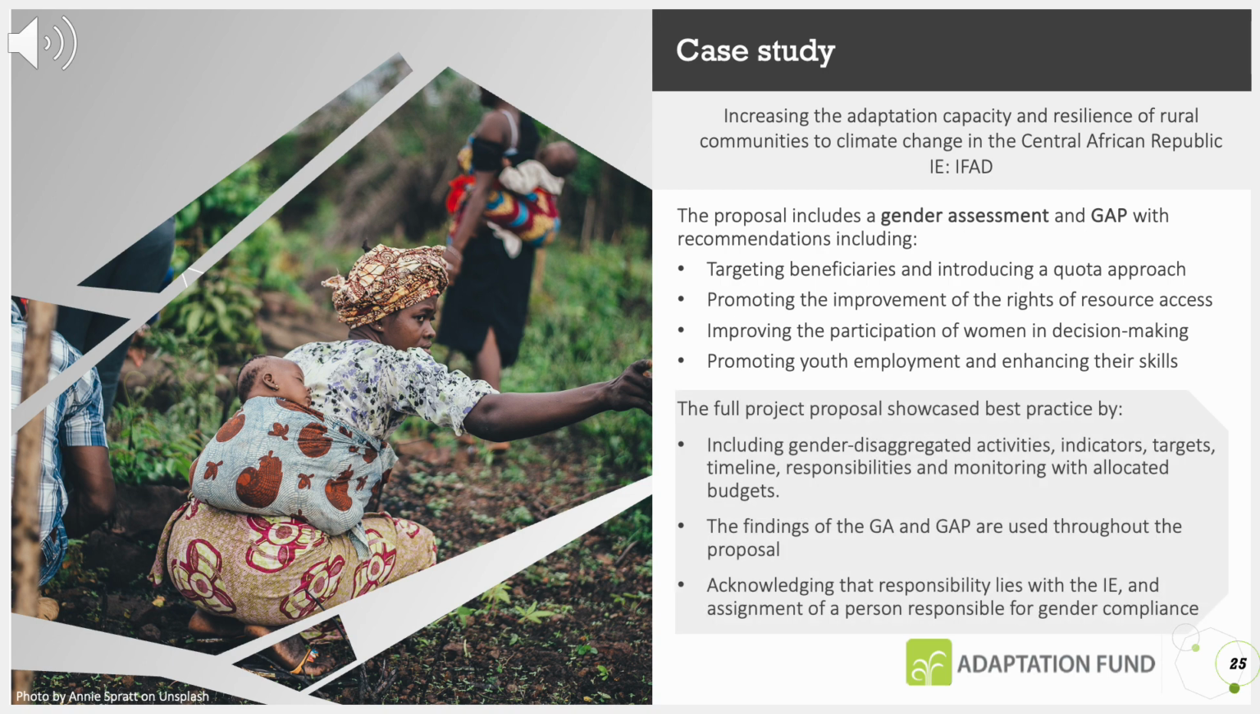The full project proposal showcased best practice by including gender disaggregated activities, indicators, targets, timeline, responsibilities, and monitoring with allocated budgets. The findings of the gender assessment and the gender action plan are used throughout the project proposal, and they clearly acknowledge that the overall responsibility for the gender action plan lies with the implementing entity and assignment of a person responsible for monitoring and reporting gender compliance.